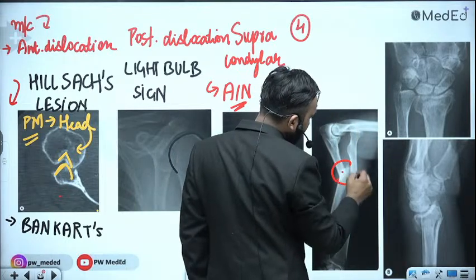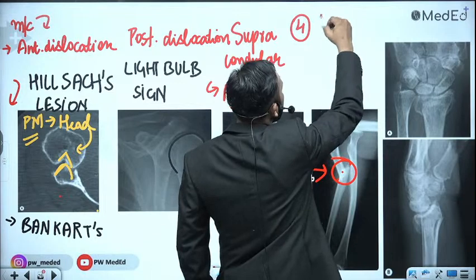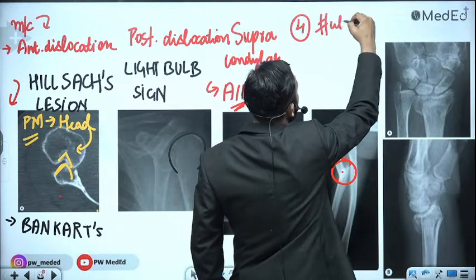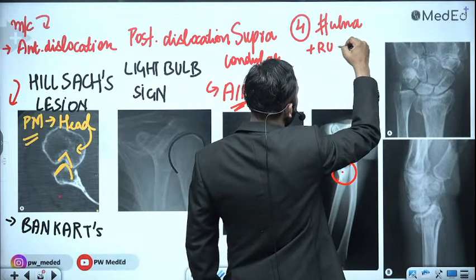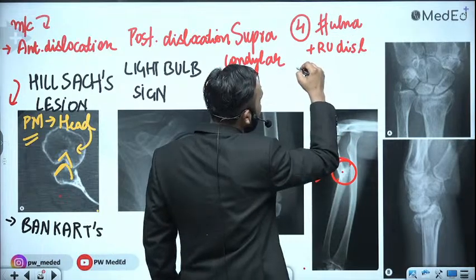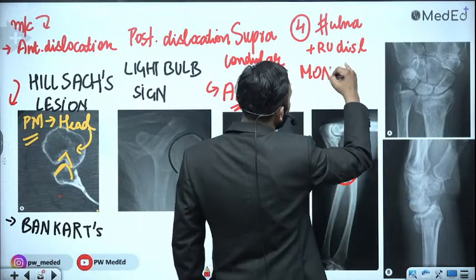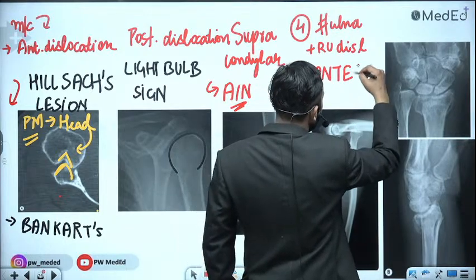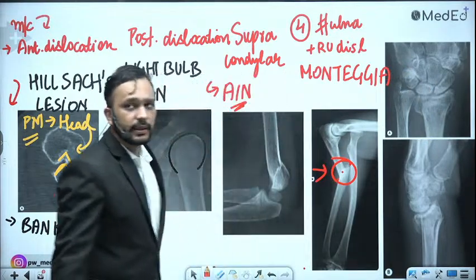Now looking at the fourth x-ray. So in this x-ray, you can see there is fracture of the ulna, plus there is radio ulnar dislocation, and this is seen in Monteggia fracture. So guys, you can remember the mnemonic.